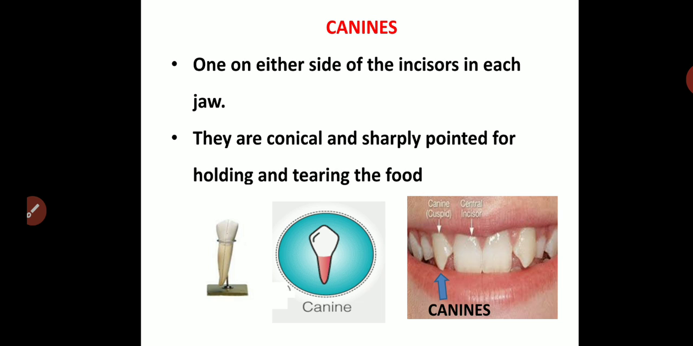Then you have the canines. These are long, sharp and pointed teeth. They are meant mainly for cutting the food and tearing of the food. More than cutting, it is tearing of the food. There are two canines in each jaw. And these canines also have only one root. You can see the canine shown in the diagram, how pointed it is. And canines are very important for carnivores, for tearing of flesh. In carnivorous animals, you can see the canines are very sharp.